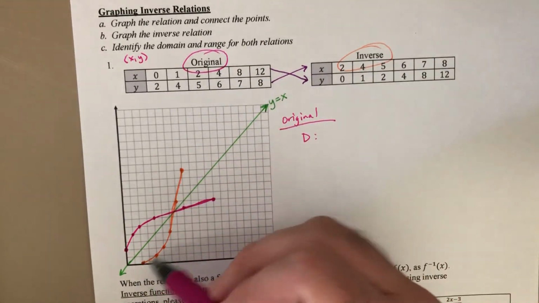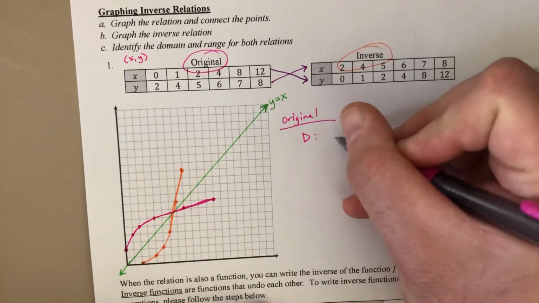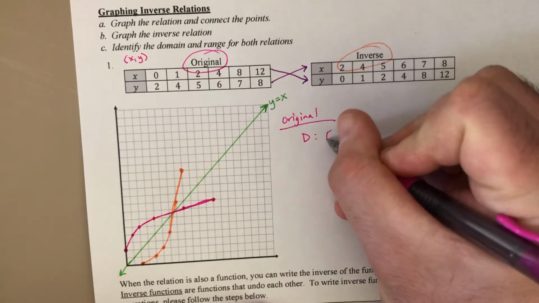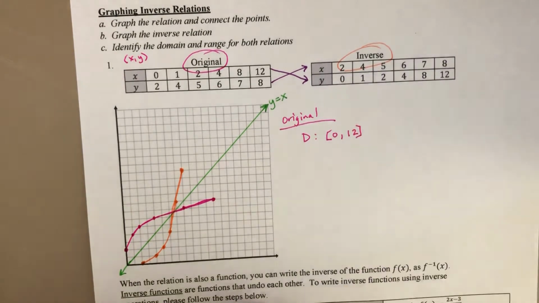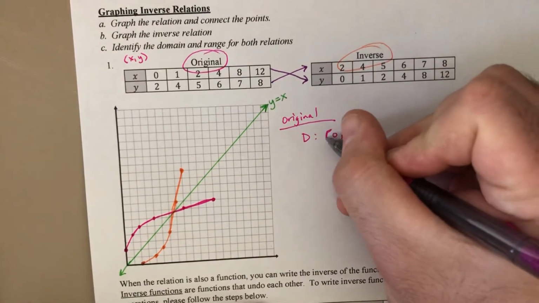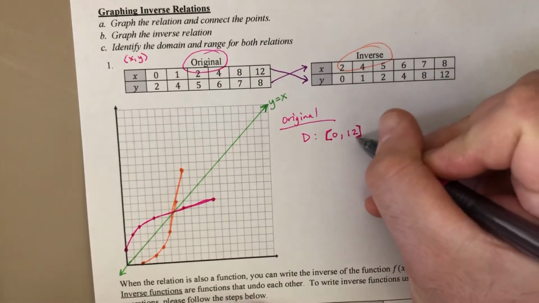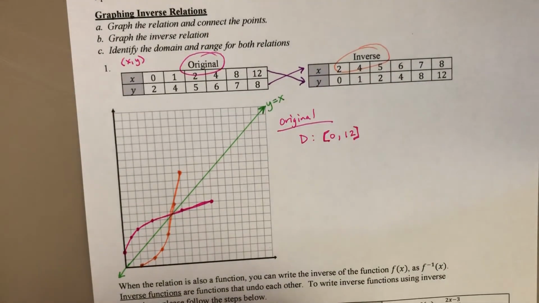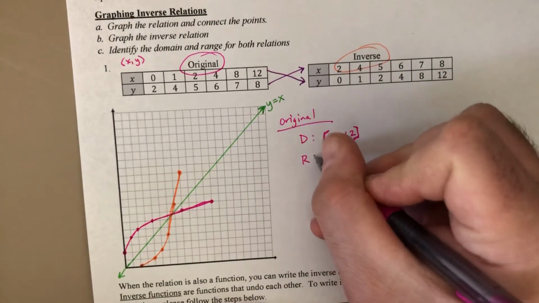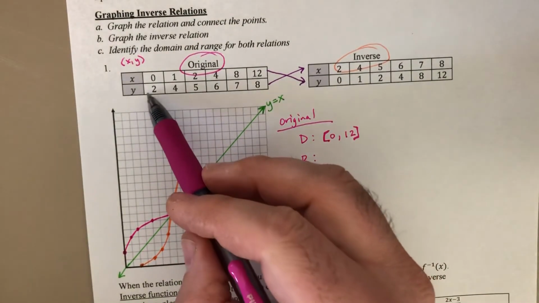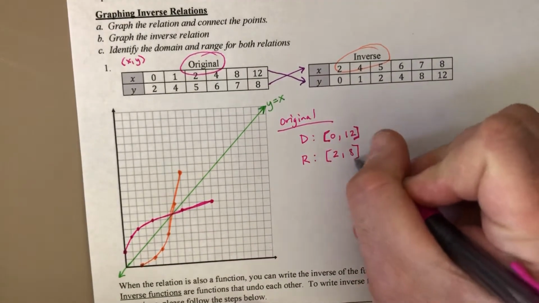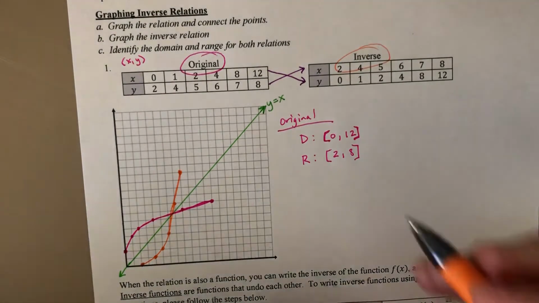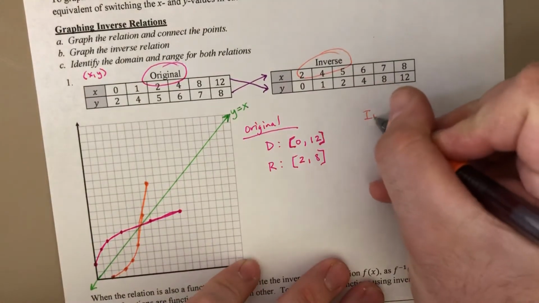But we connected the dots, so we are going to say everything in between. Using interval notation, we're going to say from 0 to 12 with square brackets to show that we include 0 and 12. So the domain is from 0 to 12. The range is your output, your y values. Looks like we're going from 2 to 8. Okay, and for the inverse, same idea. We want to get the domain and range.